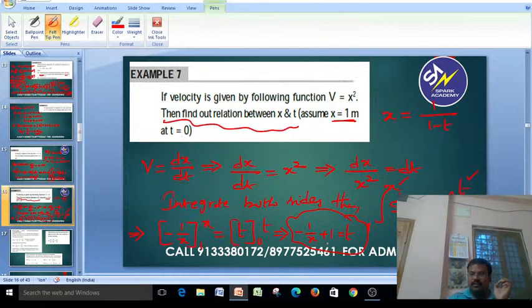Just transpose this. I want to find out x, so just take an LCM here, 1 plus x divided by x here, you will get, otherwise, sorry.